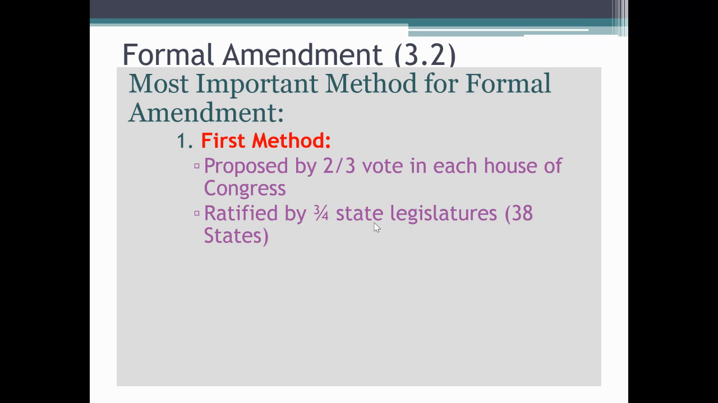It's very different. Instead of how a bill becomes a law, where it would go to the desk of the president to be signed into law, the president doesn't have anything to do with the amendment process. This is all about Congress and the state legislatures, so it's all about the legislative branch on both levels of government. It's proposed by Congress with a two-thirds vote in each house, and then it's ratified by three-fourths of the state legislatures. In modern day, that's 38 out of 50 states. So that's quite a few states.